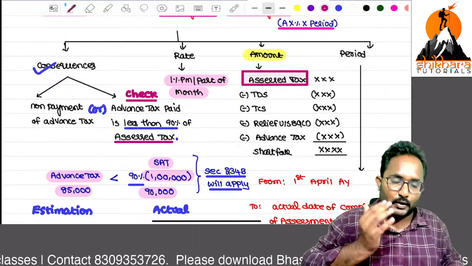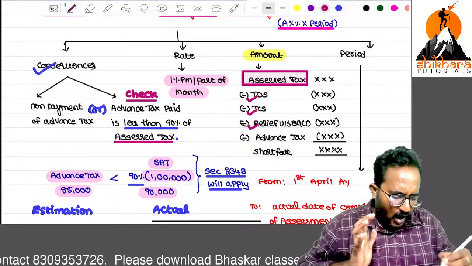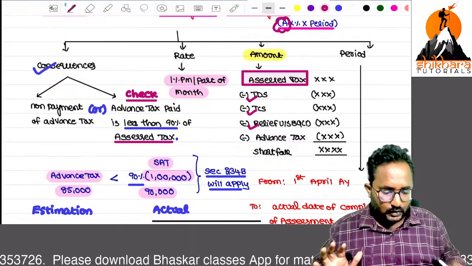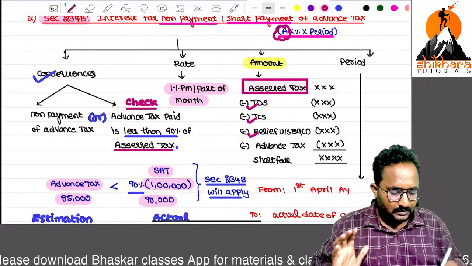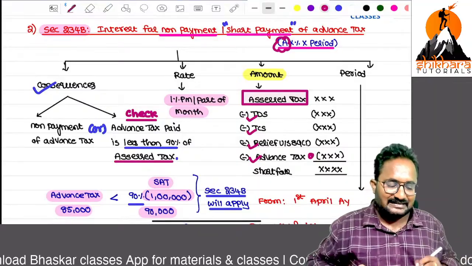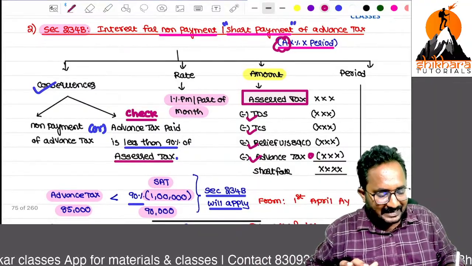From these, you can reduce all the things, all the credits. On this amount we are required to calculate the interest. Please remove all the credits. Remember advance tax: in case of non-payment, here please put it as 0. In case of short payment, if you paid any amount, please reduce that amount.